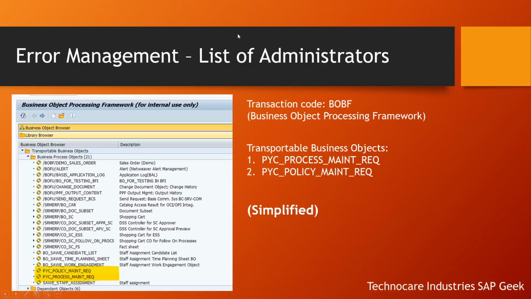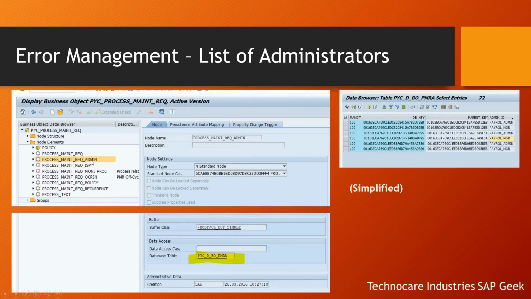So what is the table? First of all, we go to this transaction and expand the transportable business objects. Under that we locate the policy maintain REQ and process maintain REQ objects. If you double click on that, we will be able to see the database table name. I'm giving you a screenshot of how the data will look in this table. It will be something like this: payroll admin, payroll manager. These are the user IDs which are assigned and will be considered as the list of administrators for simplified configuration.